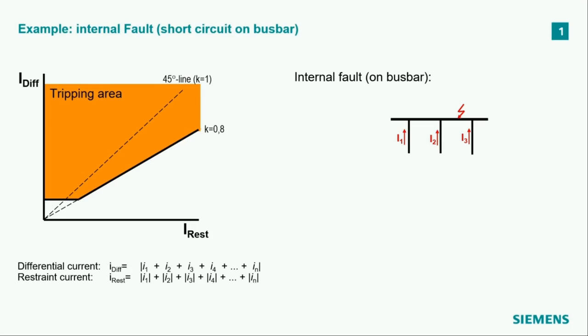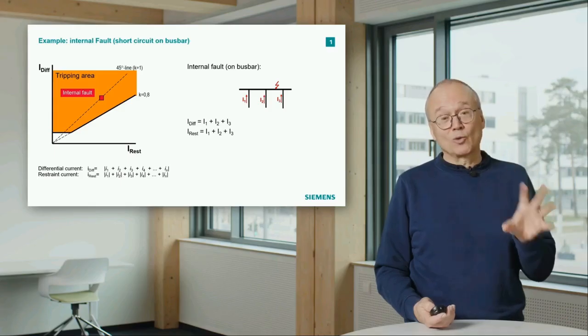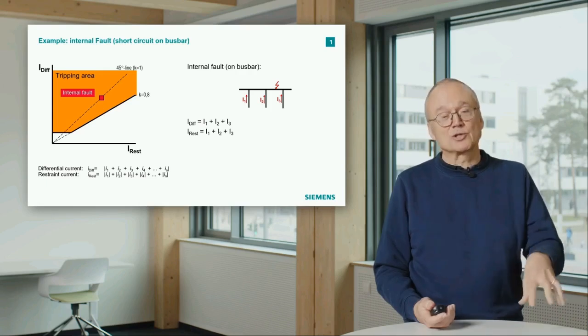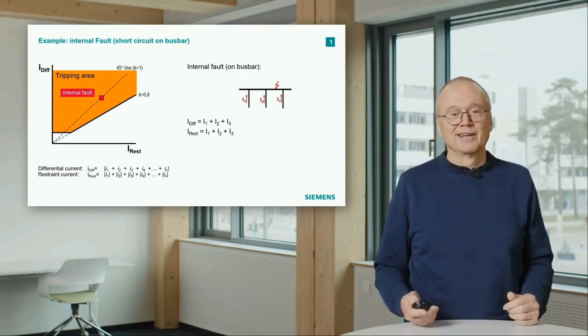First of all, the internal fault. We calculate the differential current, we calculate the restraint current. In this case both are equal, and we are on this 45-degree line, internal fault, clear in the tripping area, we will trip. That's easy, that normally works. Again, in busbar protection, normally the problem is always to avoid wrong tripping, not to trip in case of a fault. That is typically the easier part of the story.